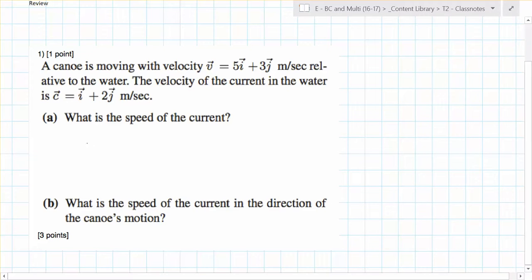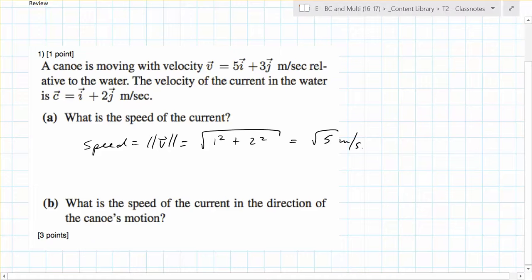Speed is the magnitude of velocity. So you know that speed is the magnitude of velocity. Correct, thank you. Sorry. So speed is the magnitude of velocity, so you're looking for the square root of 1 squared plus 2 squared. So what's the speed? Root 5 meters per second.